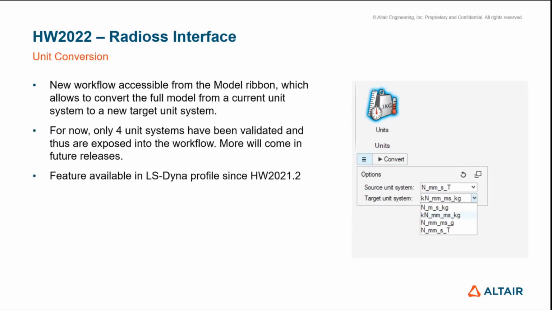Also, we have added the capability of units conversion in the Radioss profile, which allows you to convert a full model from a current unit system to a target unit system. You see on the screen here the unit systems that we support today and which have been deeply validated. And this feature was available in the LS-DYNA profile since 2021.2. Now it is leveraged and available for the Radioss profile.